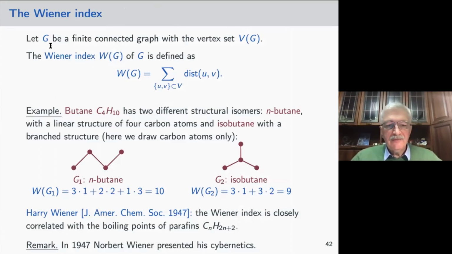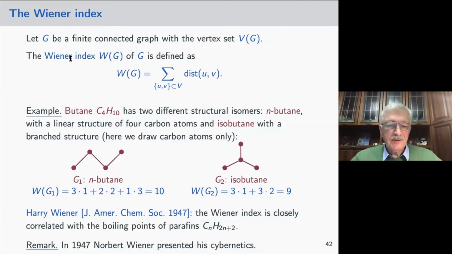Suppose we have a finite connected graph, and we take the set of its vertices. You consider pairs of vertices, and you consider the distance between them, just the minimal number of edges between them. The distance is the length of the shortest edge chain. You just take the sum over all pairs. And he observed the following.